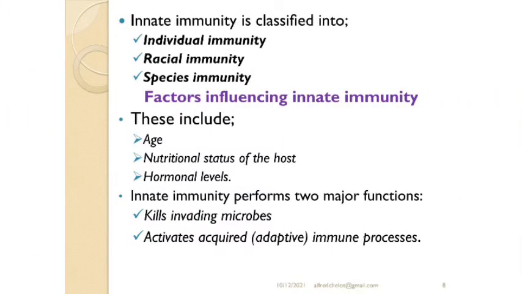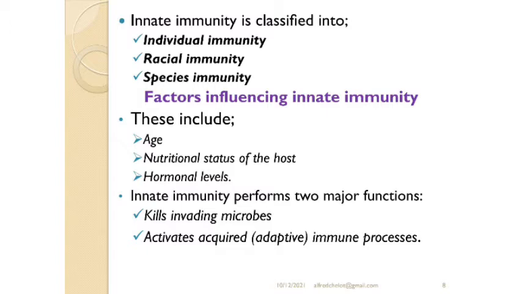Innate immunity is classified into three categories. We have individual immunity, racial immunity, and species immunity. We are going to discuss these briefly one by one. Starting with individual immunity, this denotes resistance to infection, which varies between different individuals in the same race and species.